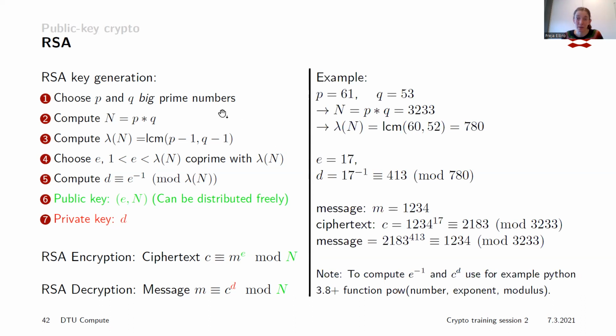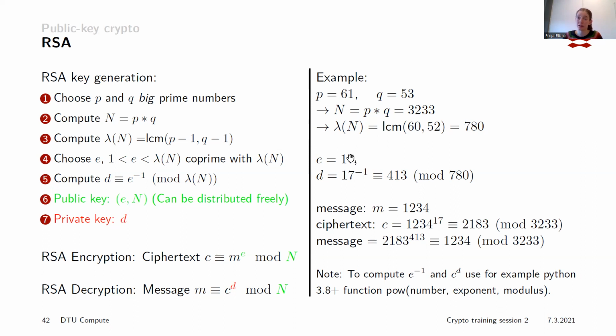So just to take an example, let's say P is 61 and Q is 53. Then N is going to be the product of the two, 3,233. Lambda of N is then going to be the least common multiple of P minus 1 and Q minus 1. That turns out to be 780.